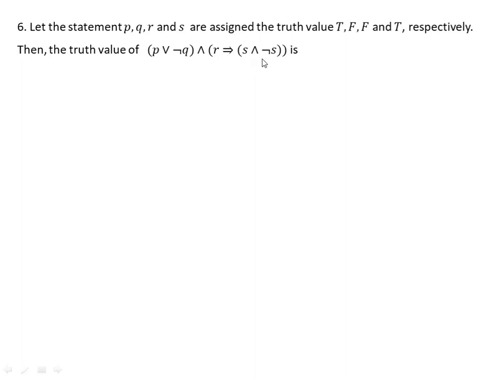Now let us determine this: R implies S, and the negation of S. Since S is true, negation of S is false. Therefore, true and false is false. Here R is false.